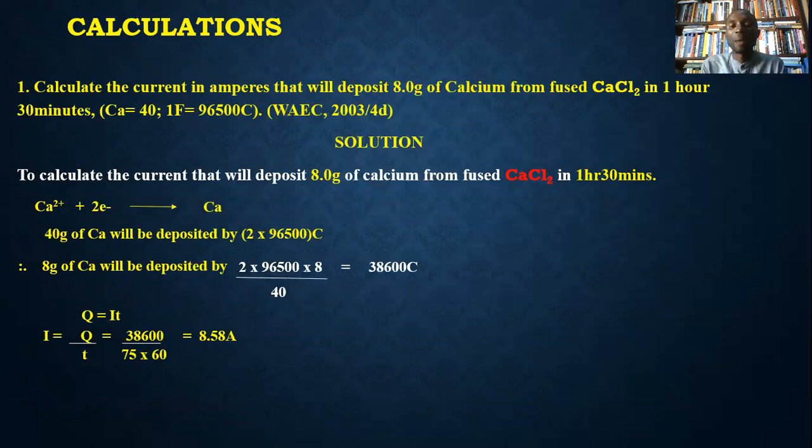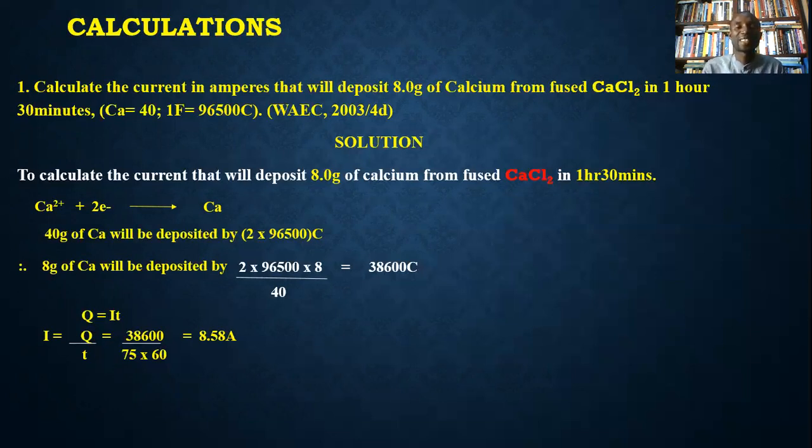Calculate the current in amperes that will deposit 8 grams of calcium from fused calcium chloride in 1 hour 30 minutes. This is WAEC question 2003 number 4D. Calcium is in group 2, so it will receive 2 electrons, and 1 electron is equivalent to 1 Faraday. And 1 Faraday, as we know, is 96,500 coulomb.